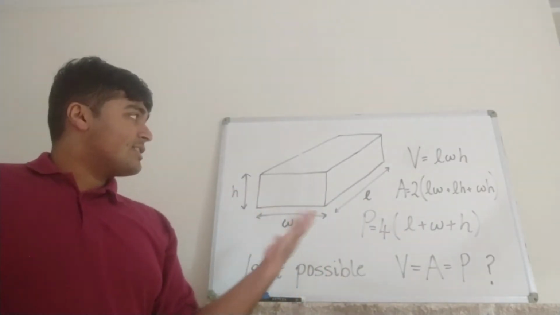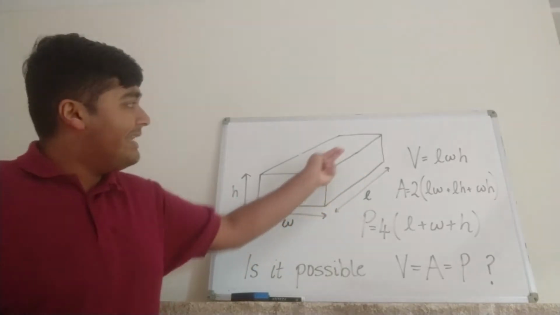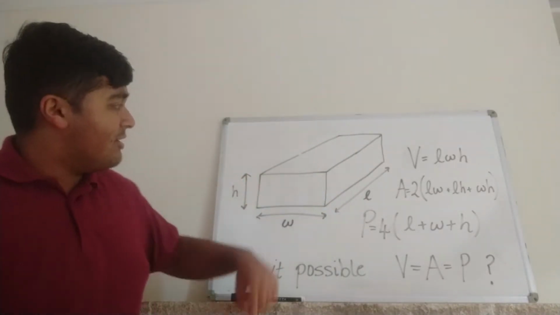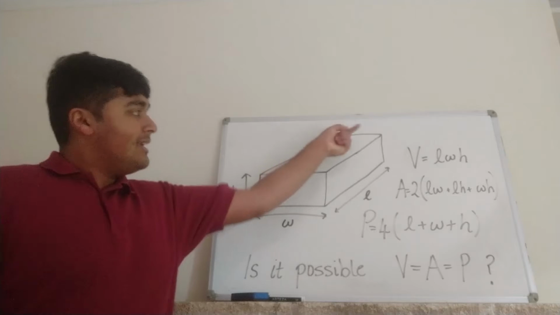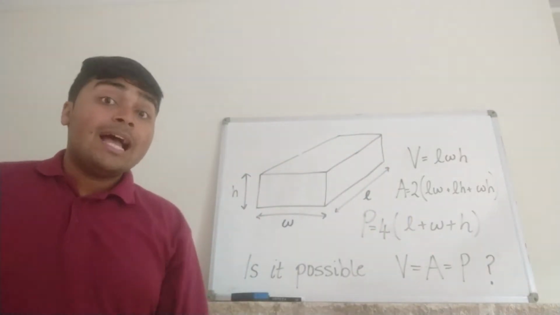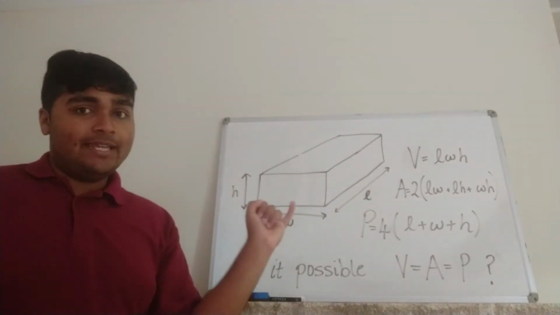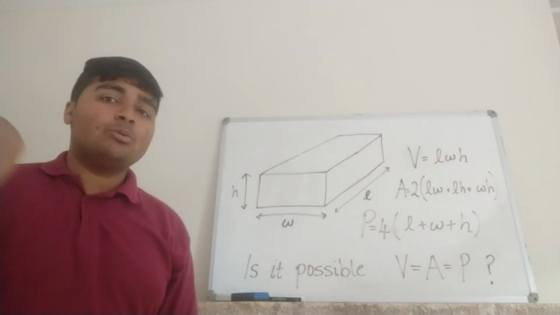And then the perimeter is just the sum of the lengths of the edges around the cuboid. So we've got 4 lengths, the one you can't see there, and then 4 widths, and then 4 heights as well. Okay, and that gives us the perimeter. And what we want to know is, is it possible for V to equal A to equal P? So the volume to equal the area to equal the perimeter.